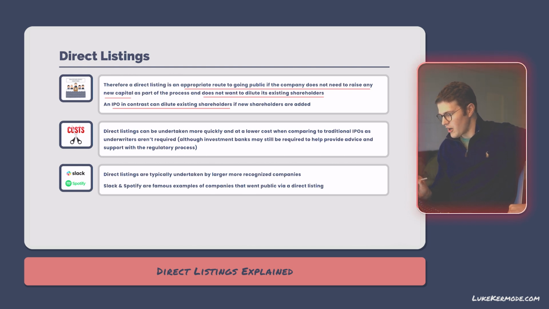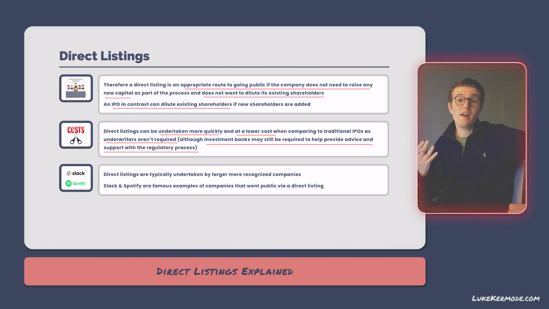The process for a direct listing can be undertaken faster than an IPO and at a lower cost, as underwriters aren't required. So direct listings are quicker, they're cheaper, there's less red tape to get through, but you may still require investment banks to provide advice and support with the regulatory process.